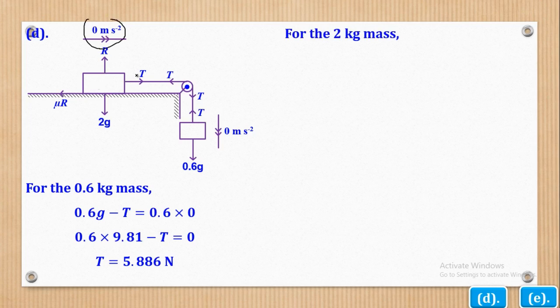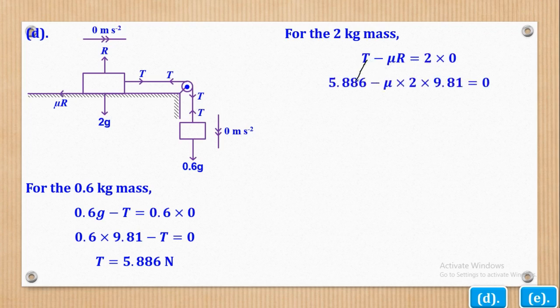Then still use F equal to ma for the 2 kilogram mass. Acceleration is pointing in that direction, meaning that the resultant force will be T minus mu R equal to ma, where m is 2. So I'll come and substitute T minus mu R is equal to 2 times 0. The good thing, I've got T, and I know that R is equal to mg, which is 2 times 9.81. So I remain with mu as the only unknown. Therefore, I will simplify and make mu the subject, and mu will be 0.3. So that was part D.